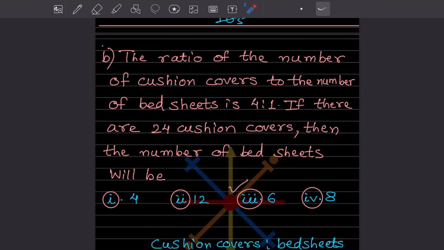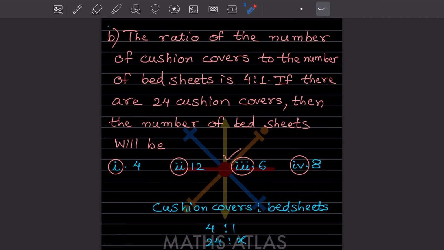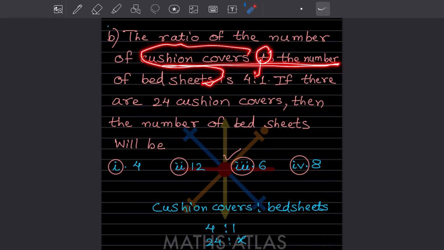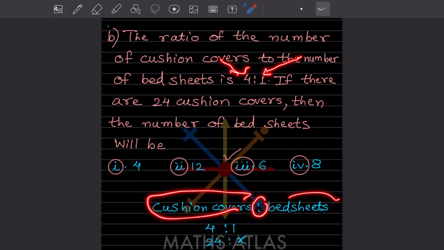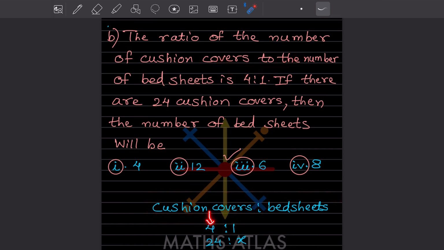So again, this thing also I have solved. Now see here, cushion covers to number of bed sheets, till here, this 2 is given. So that will be the ratio. Cushion cover means this 4 and number of bed sheets means this one. Hope this is clear. See here, cushion covers is to bed sheet. So this will be 4:1. So cushion covers are 4 and bed sheet is going to be 1. So if there are 24 cushion covers, so cushion covers is here, right? So 24 should be written over here. So then the number of bed sheets will be how much?